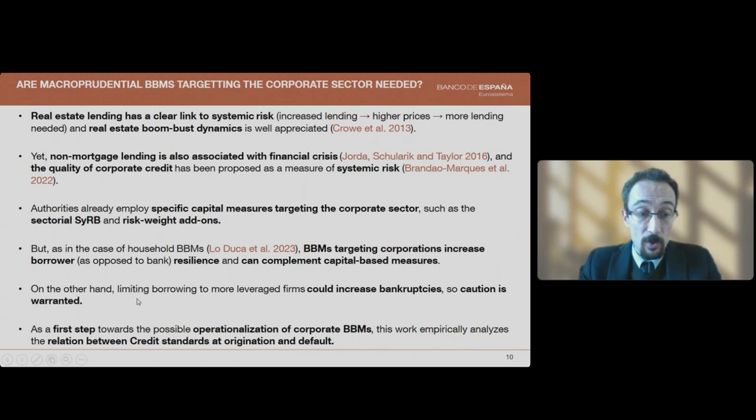Nevertheless, in this work, we see this as a first step towards the possible calibration of corporate borrower-based measures. And what we do here is we empirically analyze the relation between credit standards at origination and default. Because if this exists, then there is at least a potential rationale to implement this type of measures. If the link we found is not so strong, then the rationale really decays.